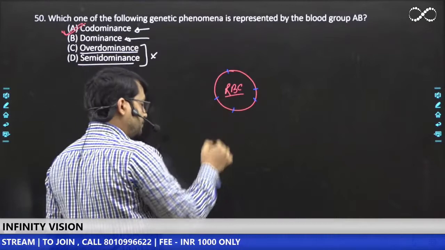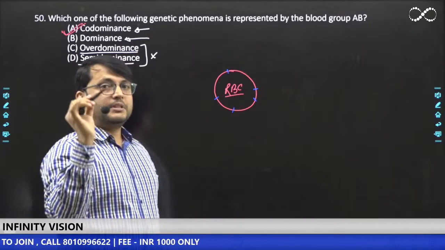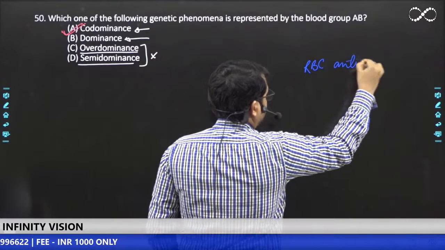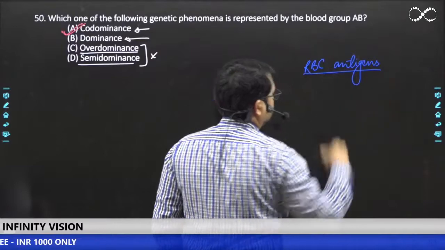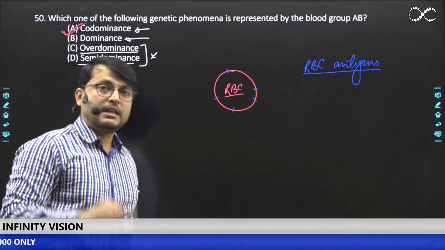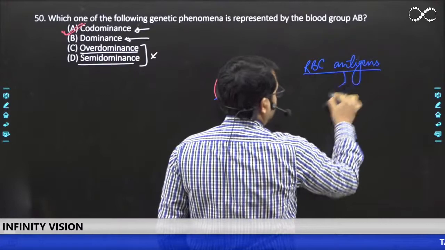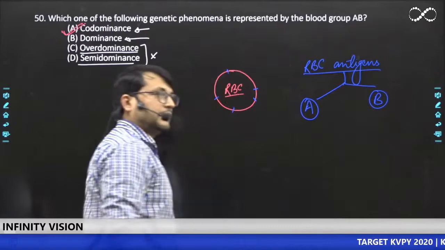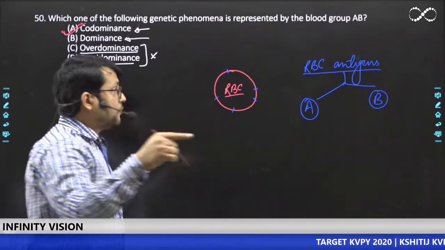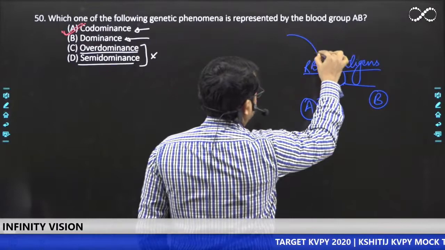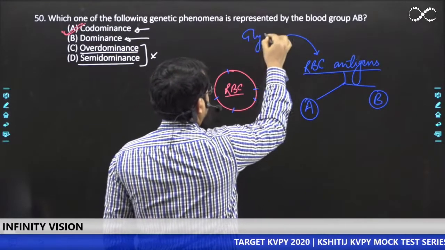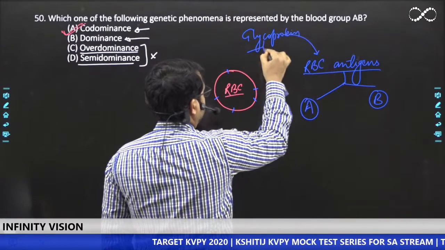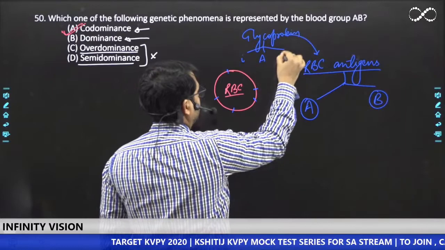Great. Now, these glycoproteins are known as RBC antigens. These are known as RBC antigens. And these RBC antigens can be of two types, A and B, correct? But this glycoprotein, which is behaving as the RBC antigen, can be of three types, small i, A, and B.